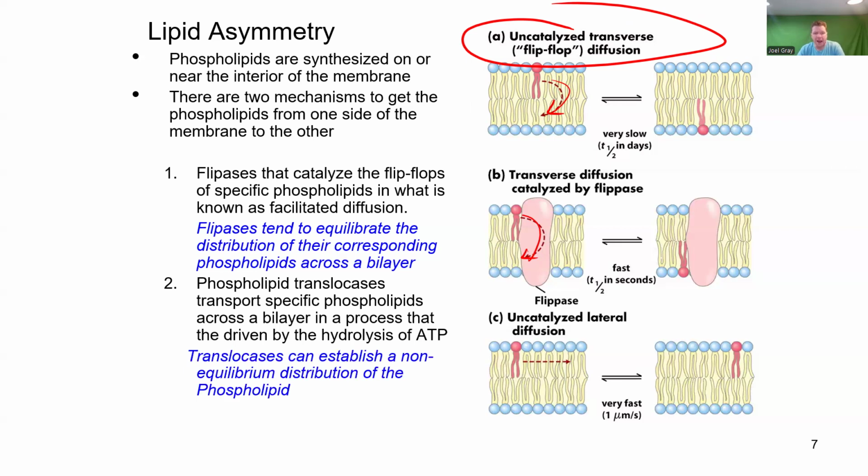Translocases can establish a non-equilibrium distribution of the phospholipid. So I always think about this as, if there's a reason to have a lot of one particular phospholipid on one side of the membrane or the other, a translocase is likely involved to say, oh, we've got to get all the phosphatidylserine displayed outward. That translocase is going to come along to all those phosphatidylserines and say, you're on the wrong side, and flip them all to the outer leaflet.